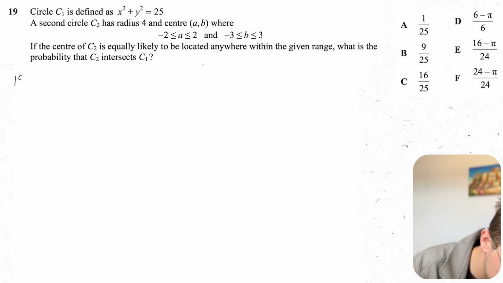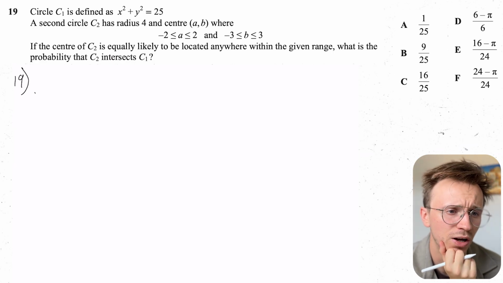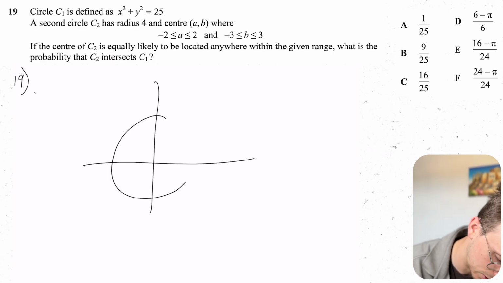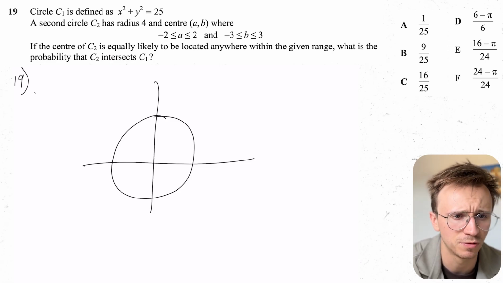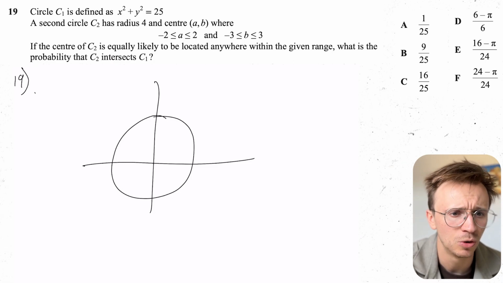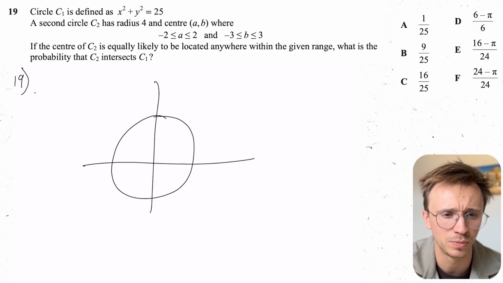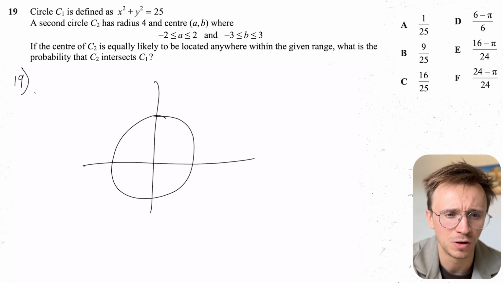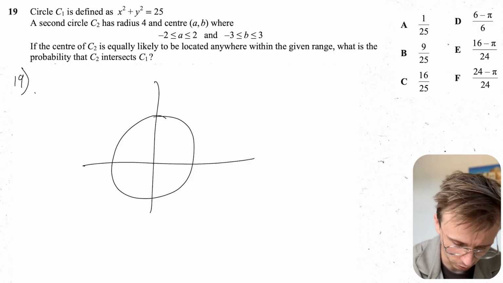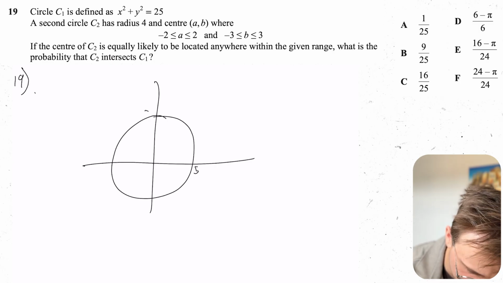19. Circle C1 is defined as x squared plus y squared equals 25. I'm going to give a bit of sketch. So that's a circle radius 5. Second circle C2 has radius 4 and centre (a, b), where minus 2 less than or equal to a less than or equal to 2, and minus 3 less than or equal to b less than 3. If the centre of C2 is equally likely to be located anywhere within the given range, what is the probability that C2 intersects C1? Okay, so this is 5, this is minus 5.